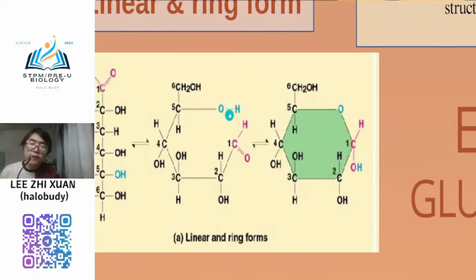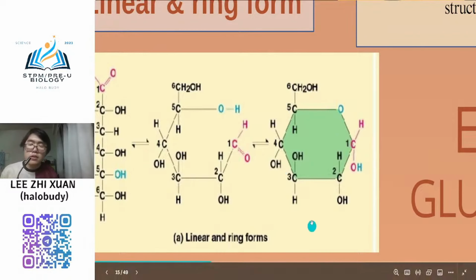So they need to form a stable bond. So this oxygen will form back the bond to the carbon atom. So it will form the ring structure like this. So this one you can see is like the hexagon structure, right? So hexose. So this is an example of alpha glucose.